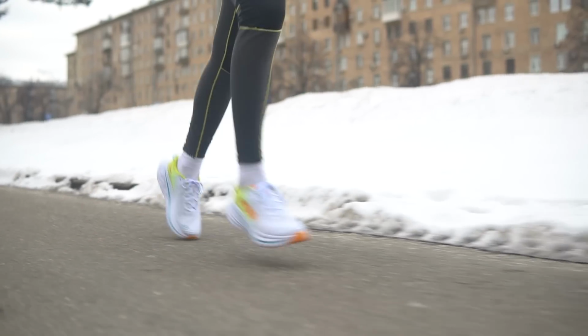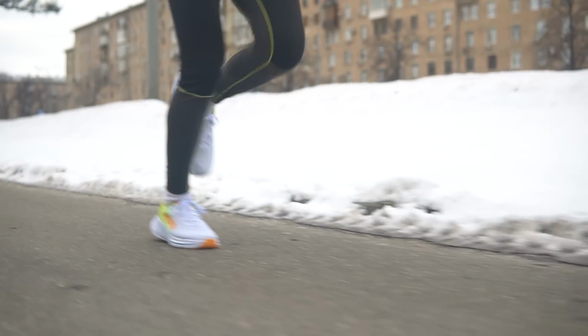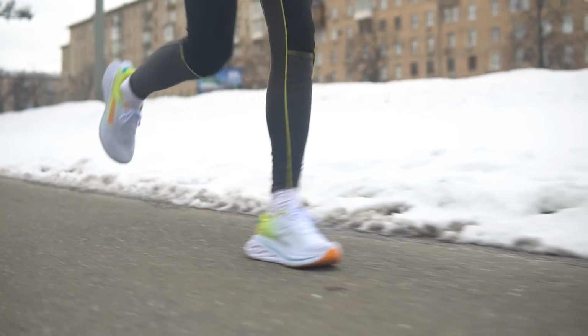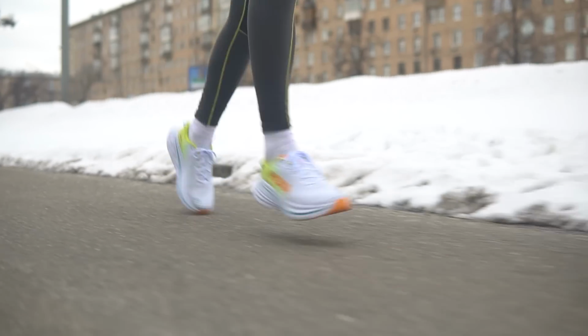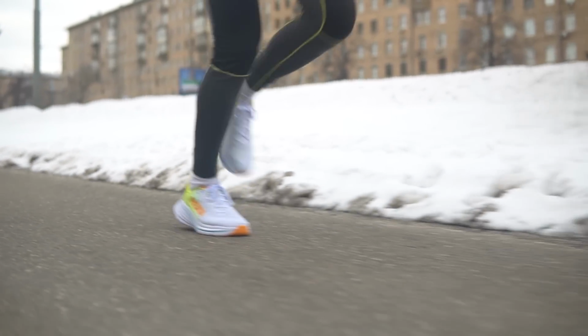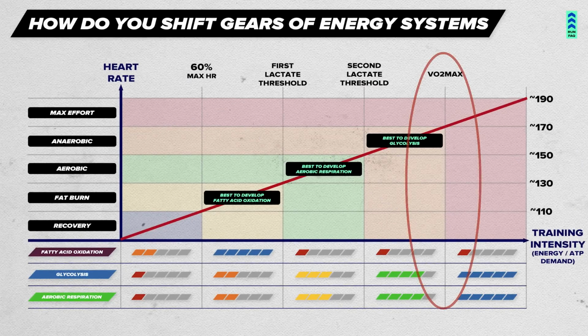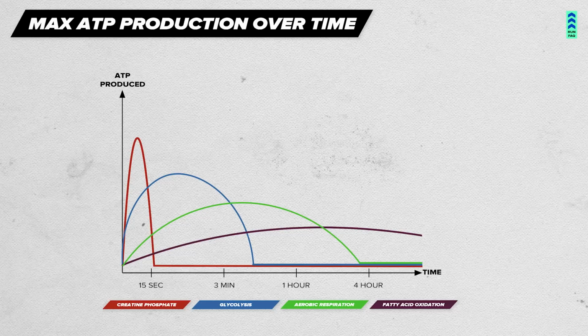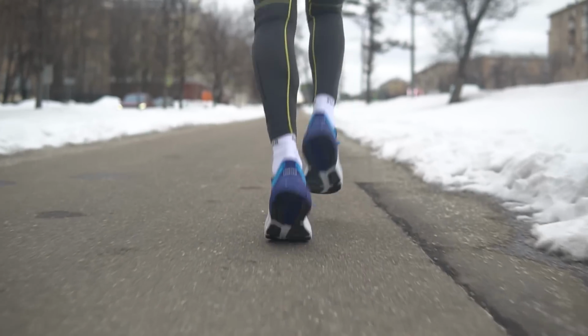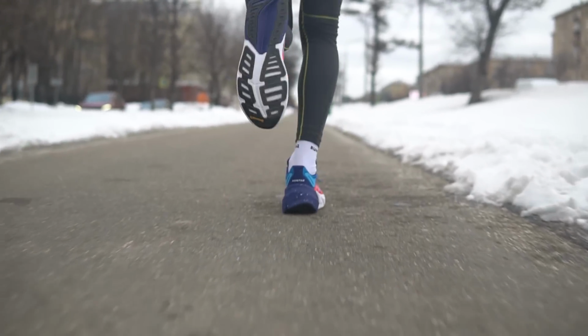Before diving into specific training types tailored to each system, let's focus on the relationship between VO₂ max and the second lactate threshold. Many endurance athletes obsess over VO₂ max, striving to increase this number. However, training excessively in this zone primarily develops glycolysis, which can limit aerobic respiration. It means you are limiting your endurance, opposite of what endurance athletes are looking for.